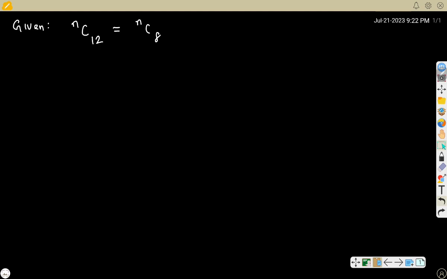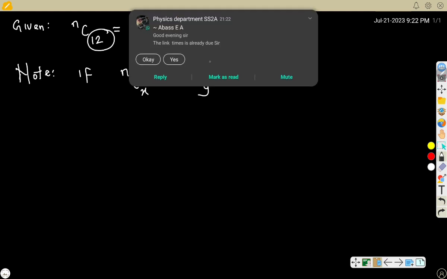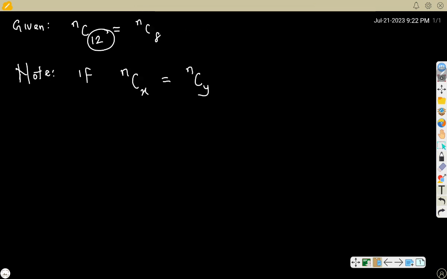So note, if n combination x is equal to n combination y, please take notes. Do you see that like n combination 12 and n combination 8, like those two?